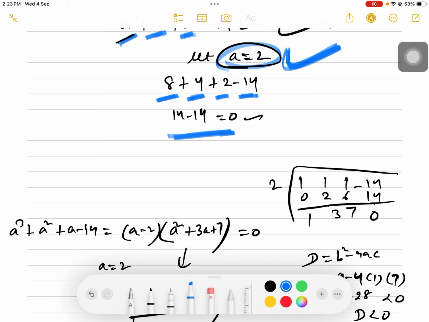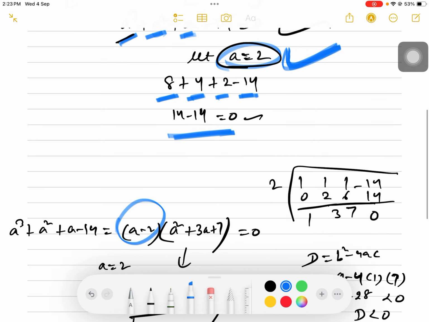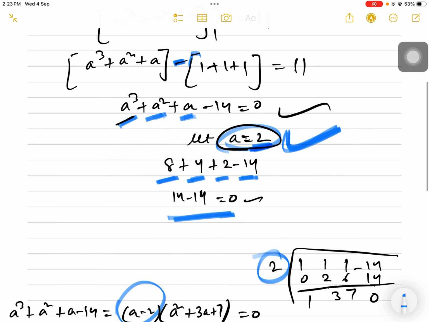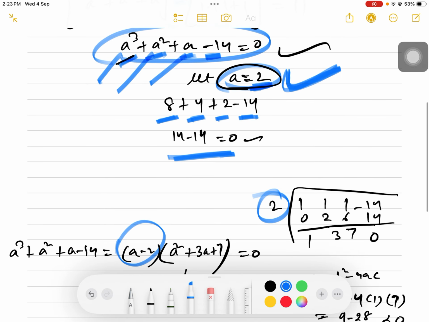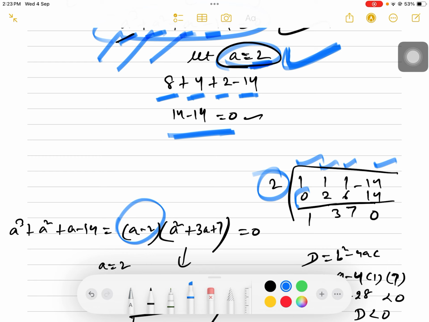Now we will do synthetic division to find the other factor. One factor we got: a equal to 2 means a minus 2 is one of the factors. To get the other factor we will do synthetic division. This value 2 we keep here in the table, along with the coefficients of this equation: here one coefficient, here also one, here also one, and here minus 14. So I wrote here 1, 1, 1, minus 14.